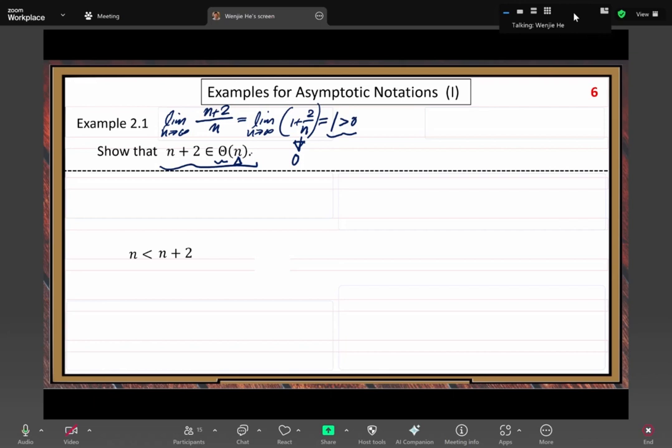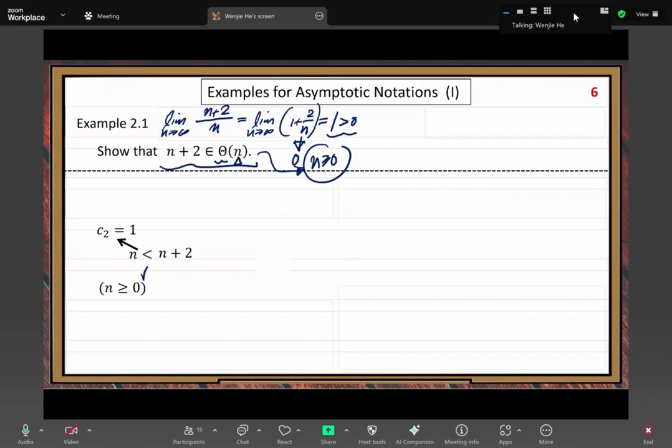n plus 2 is greater than n for any n. But in the question, we consider n greater than or equal to 0. So we start from 0. We do not consider the negative number case. The smallest possible value for n is 0. So here we put a condition, n greater than or equal to 0. Then for the lower bound, this inequality holds. So we have the corresponding coefficient for the lower bound, C2. Here we select 1 for C2, C2 times n. So we complete the lower bound part.